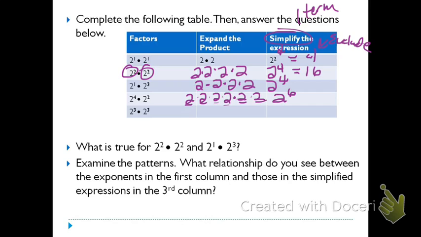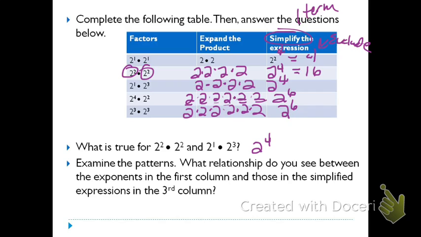So we have 2 to the third times 2 to the third, so we have 1 2 3 times 1 2 3 2's. So all together, again, that's 2 to the sixth. So what's true about 2 to the second times 2 to the second and 2 to the first times 2 to the third? Don't they both equal 2 to the fourth?